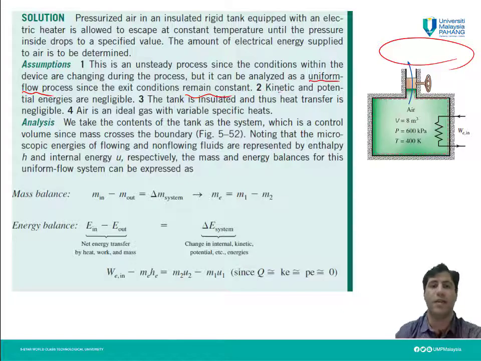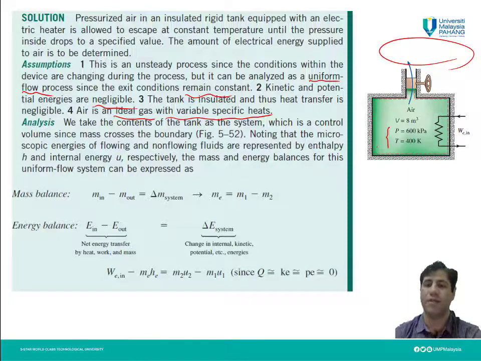Moreover, we can assume that kinetic and potential energy are negligible. The tank is insulated and therefore we don't have any heat transfer from the tank or to the tank from surroundings. And the air is an ideal gas. We can verify that by comparing these properties with the critical properties of the air as well. Then we can have this assumption as well: there is an ideal gas with variable specific heats, meaning the specific heat changes with the temperature.